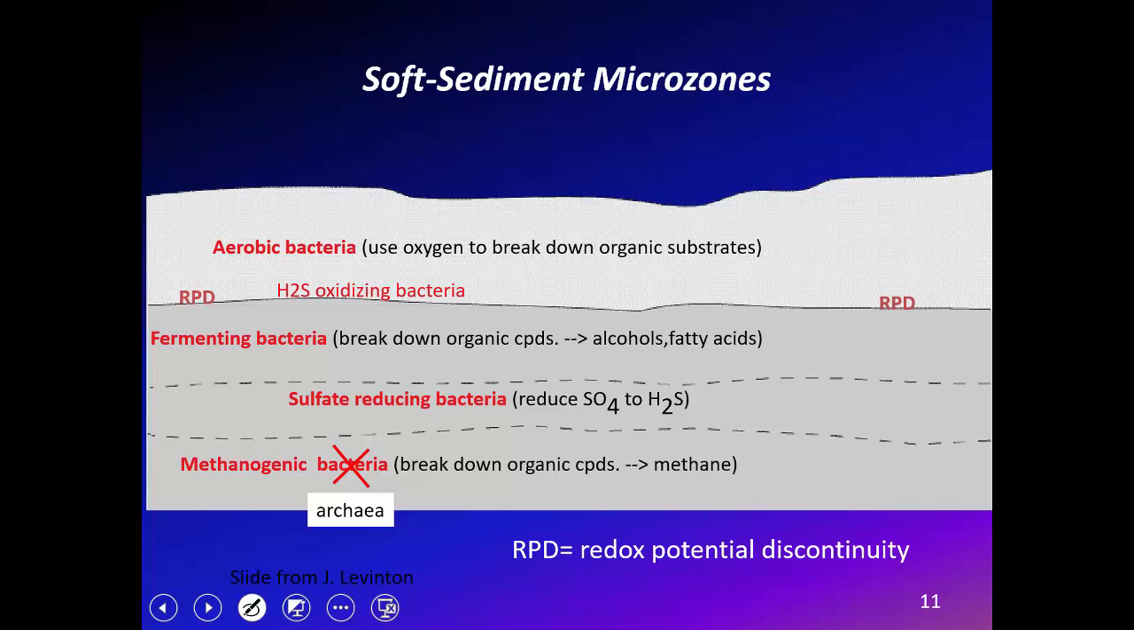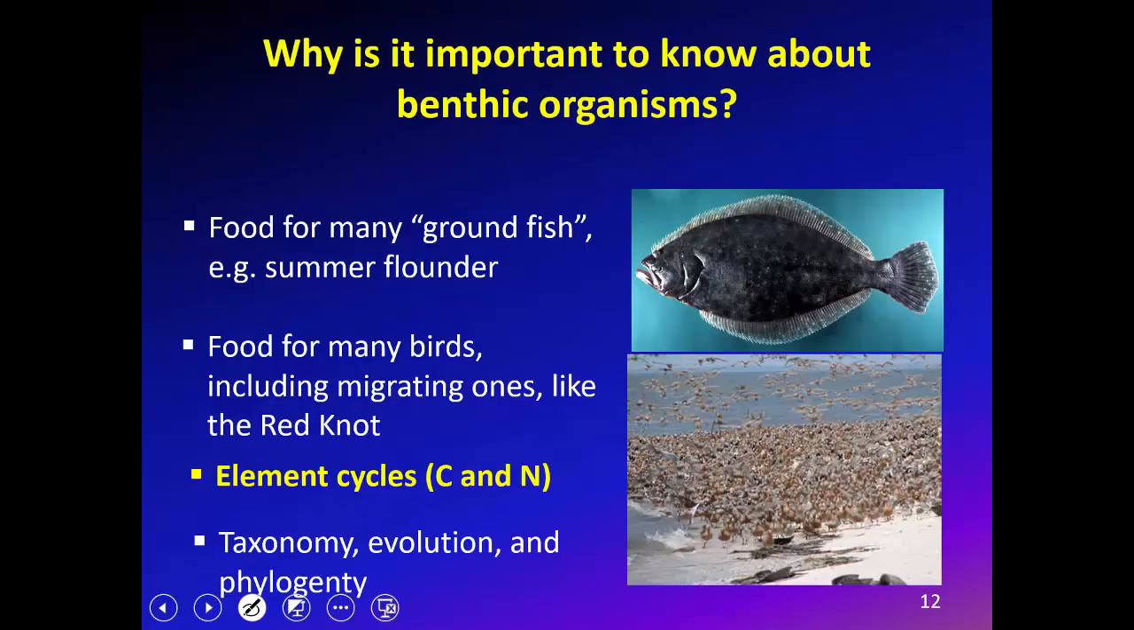And again, we see this two-layered system with a lot of oxygen here, and below that oxic layer, there's no oxygen at all. So that's sometimes called the redox potential discontinuity. At least that's what Levinton calls it. I really don't use that term. That's not that important for you to remember. What is important for you to know is that in these soft sediment habitats, only a top layer of those sediments has lots of oxygen. The rest does not.